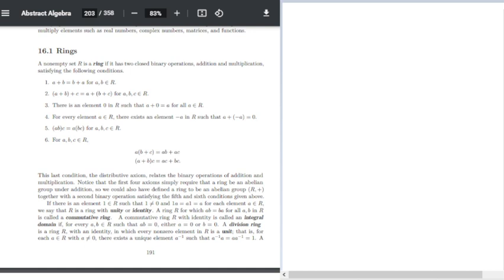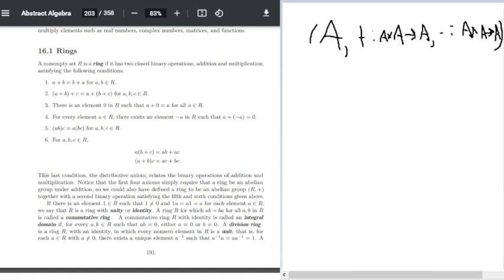16.1. A non-empty set R is a ring if it has two closed binary operators, addition and multiplication. So we'll call this ring A, and we have this one operation, plus from A times A to A, and dot from A times A to A. Also, I should quickly note here, before further confusion arises, this times is what we're defining to be multiplication in the ring. This times is the Cartesian product.